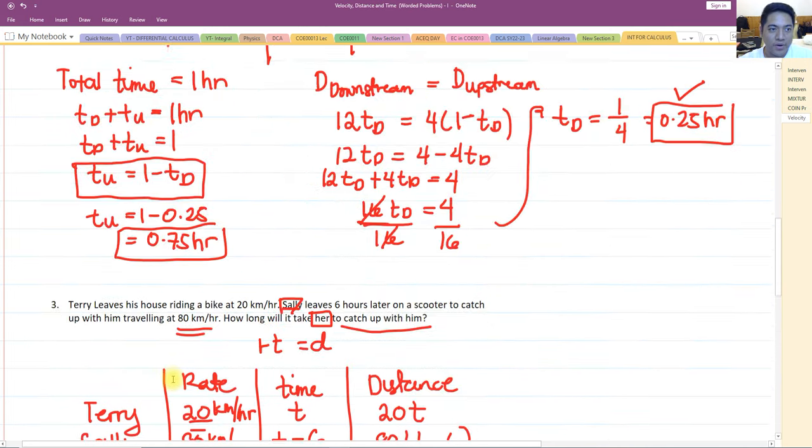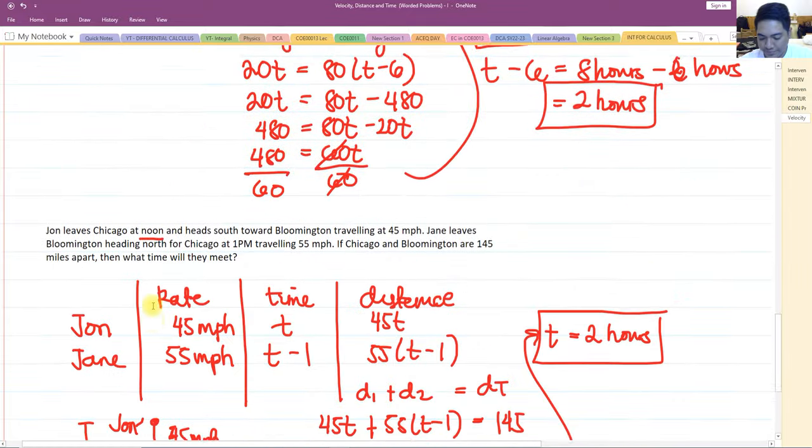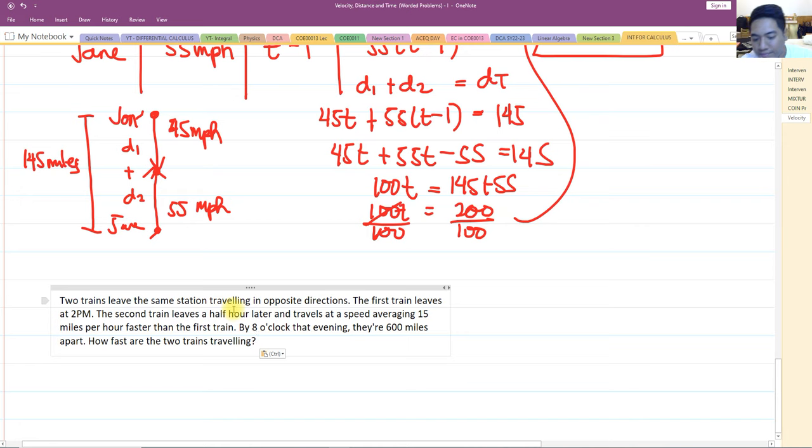Okay, so that's for number 4. For the last problem, number 5, let's try this.